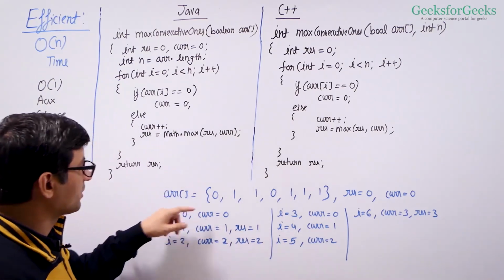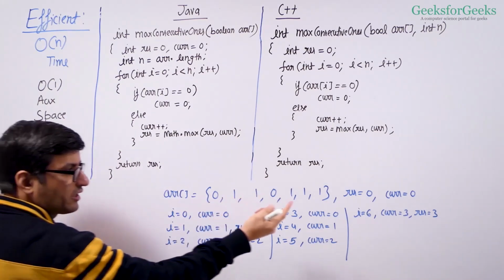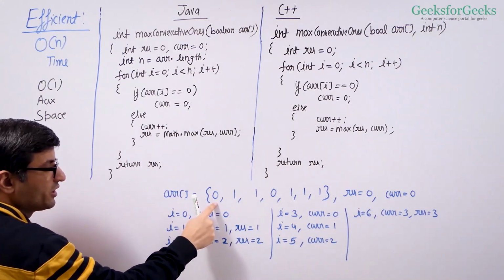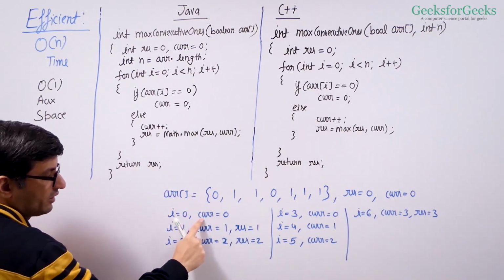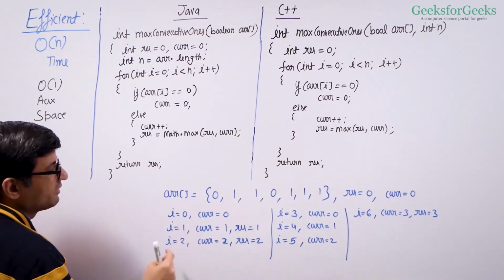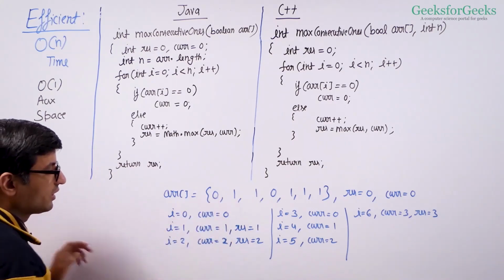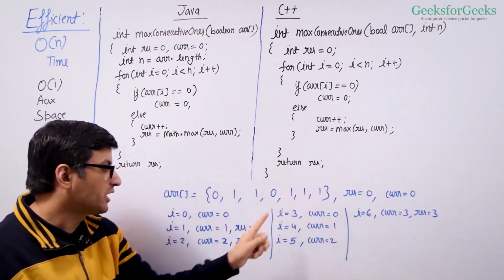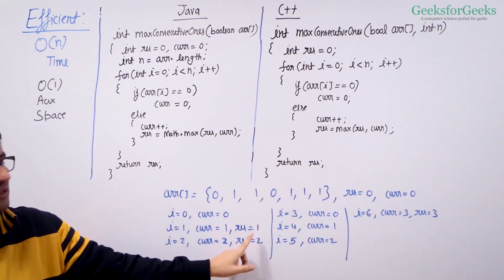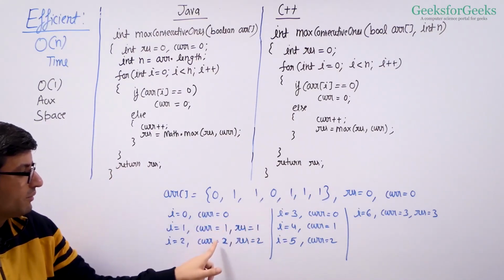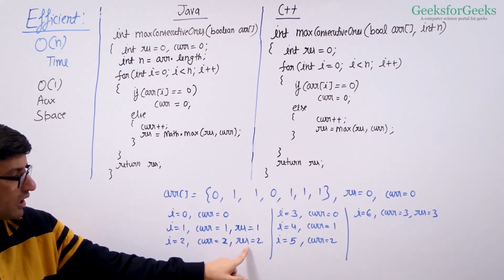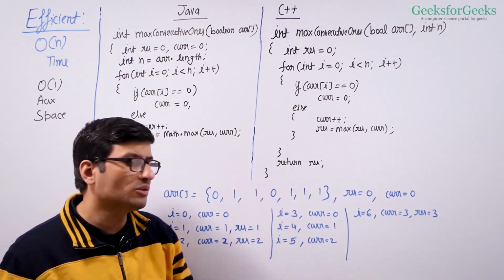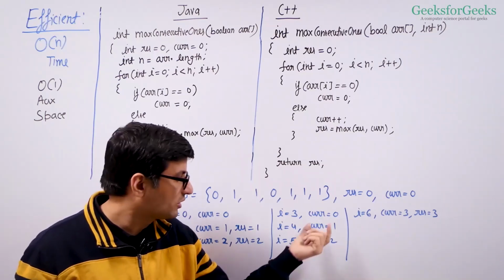Let's see with this example. Our current count is 0 and our result is 0. We begin from here, we see a 0, we reset the current as 0, it was anyway 0. We come here, we increment the current and we compare it with the result. Result is currently 0, so we update the result to 1. Now we come to this element, we increment the current and compare with the result. So now result becomes 2. Now we come to the next element, we see a 0. So we reset the current to 0.